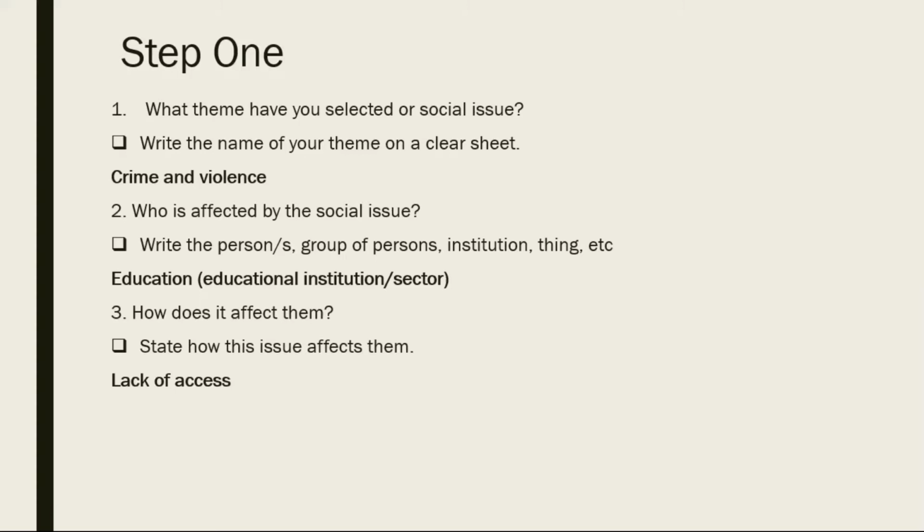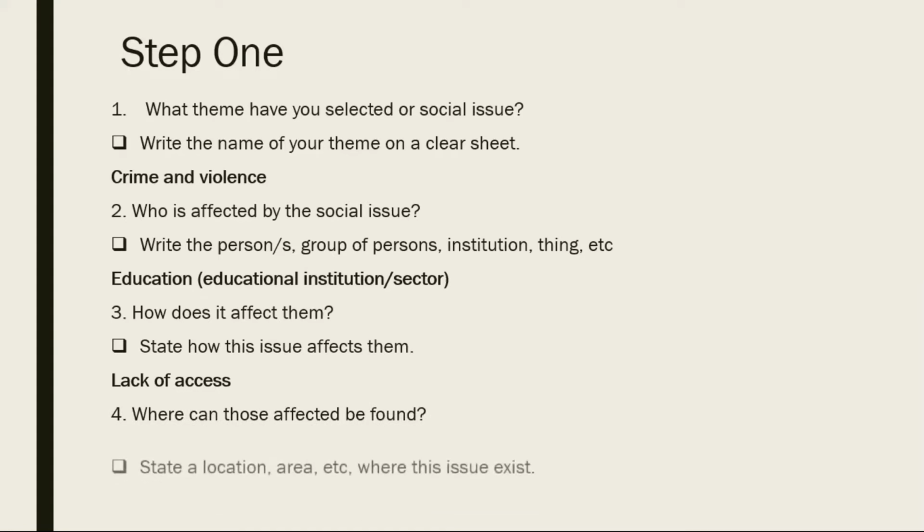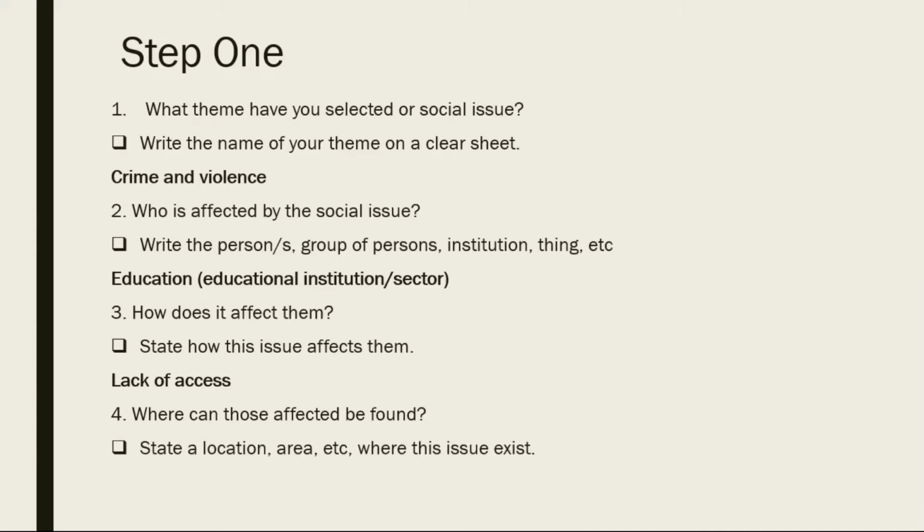Now we have stated how this particular social issue affects them. In the education sector, there are many persons who have a lack of access to education. Now we will go to the last in step 1, which is, where can those affected be found? Of course, we need to be able to state a location, an area, or some sort of place where this issue exists.